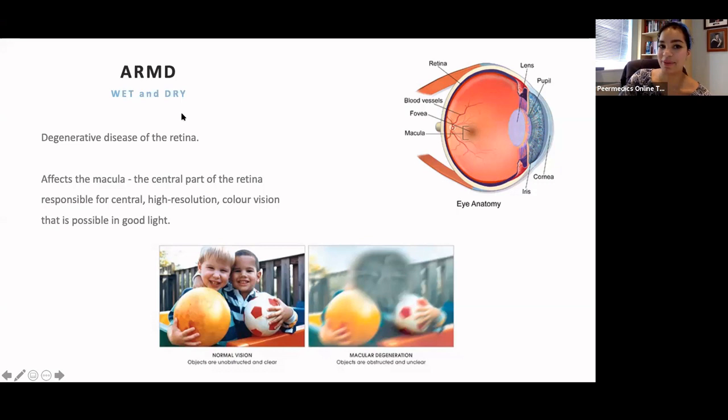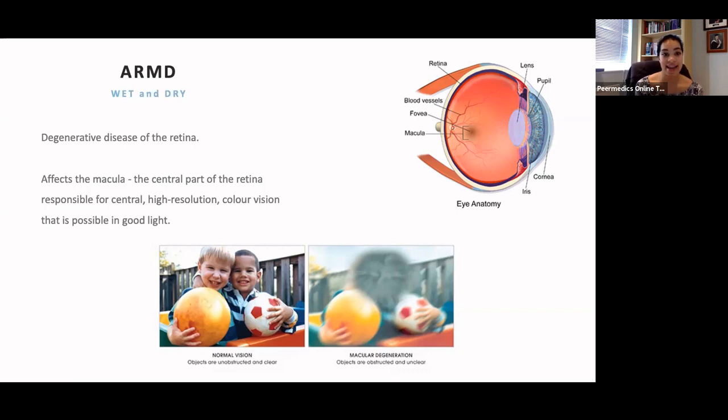So with that in mind, what kind of symptoms do you think you'll have in macular degeneration? Yep, central vision loss. Well done. Yeah, like a progressive picture. So central vision loss, and they call it a central scotoma. Scotoma basically means visual field defect, and it's in the center, and it gets bigger and bigger as time progresses.